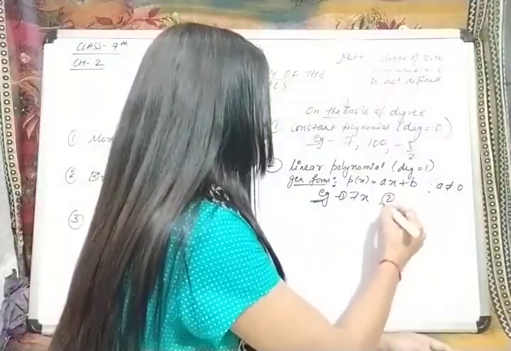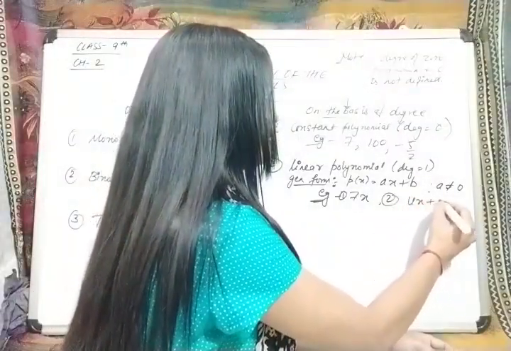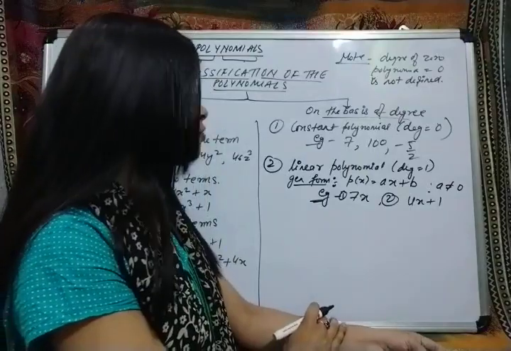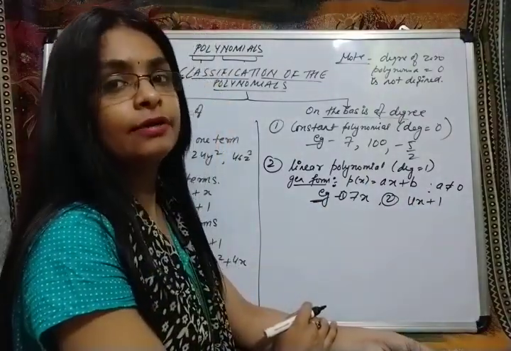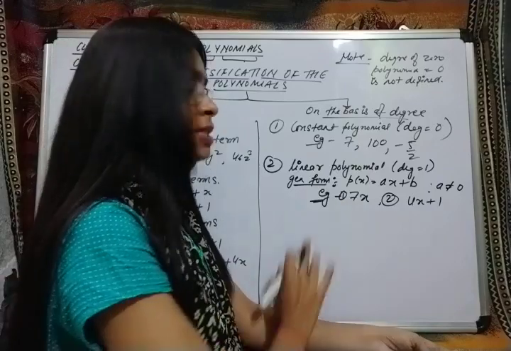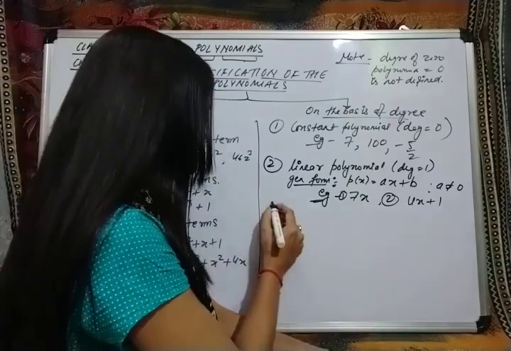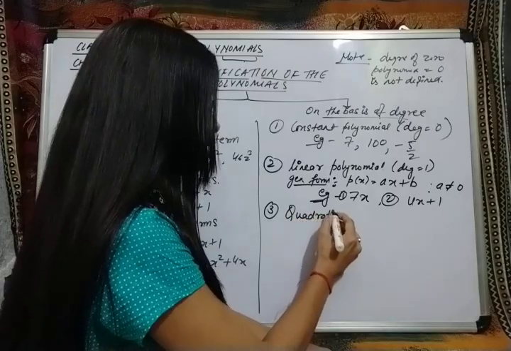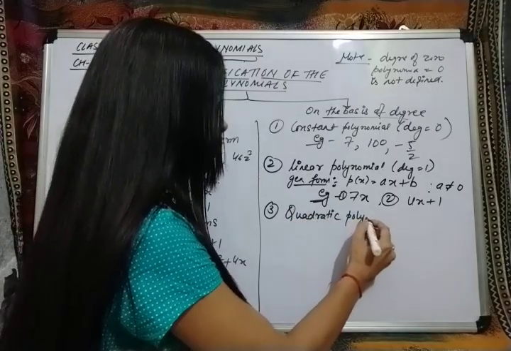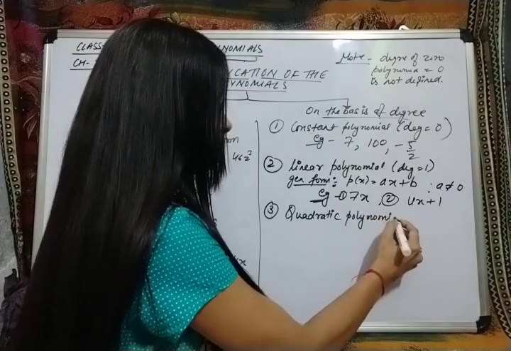And as a second example you can write 4x plus 1. This is also a linear polynomial of degree 1. Okay, so this is a linear polynomial. Now the third one is the quadratic polynomial.